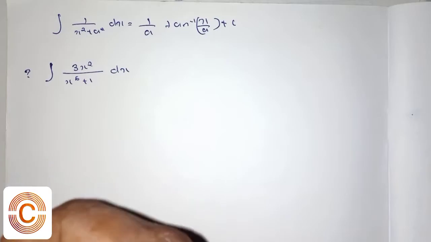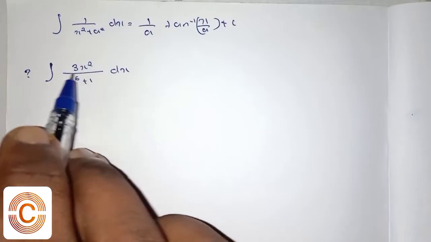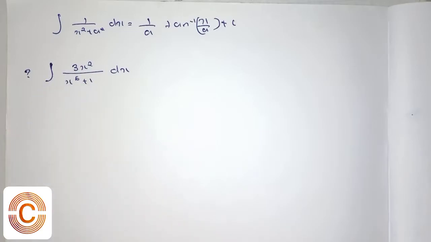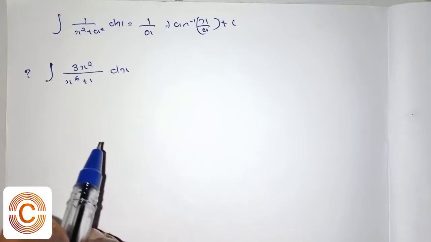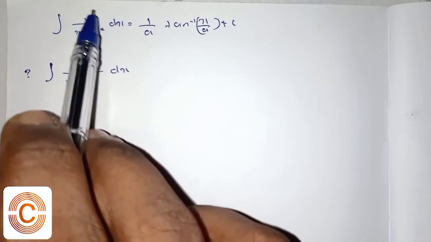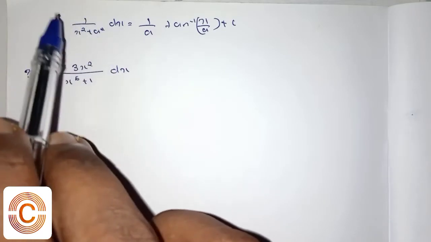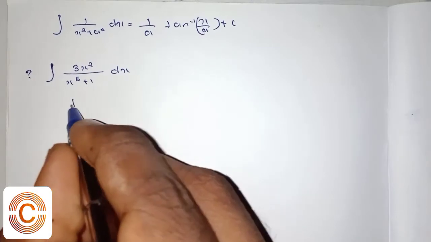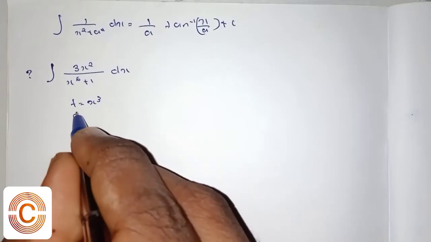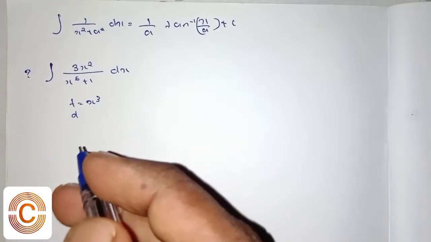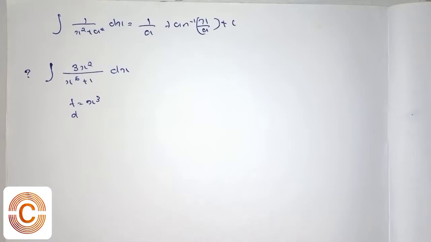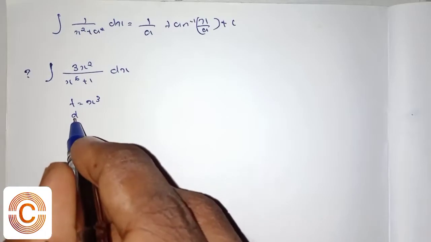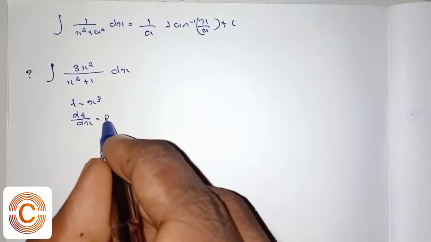Note here that there is a complexity arriving: the numerator contains a term and the denominator also contains a function. We want to convert this into our given formula, the form of integral of 1 divided by x square plus a square dx. But how do we do that? Put t is equal to x cube here. Then we find the derivative of the substitution, that is dt divided by dx, which is equal to 3x square.